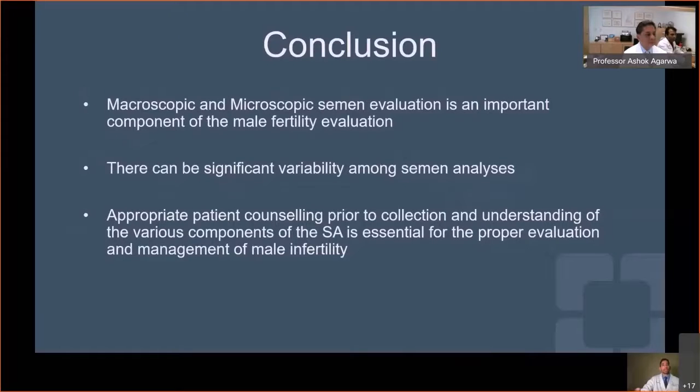In conclusion, we have gone through a number of different macroscopic and microscopic components of the semen evaluation, which are a critical and important part of the male fertility evaluation. There can be significant variability among semen analyses, as we know, but appropriate patient counseling prior to collection and a clear understanding of the various components of the semen analysis is essential for the proper evaluation and management of male subfertility.